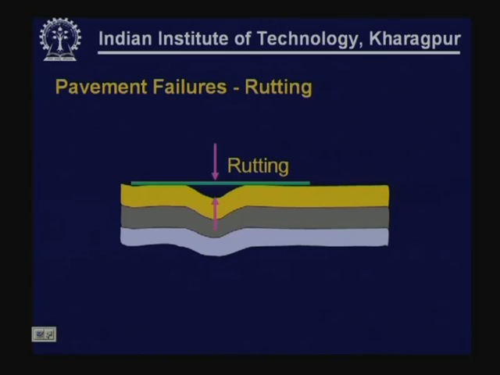Normally this occurs along the wheel path. Usually most of the wheels travel along a particular channelized manner, and that is the portion which undergoes this rutting. So that is the path which would carry most of the wheels.